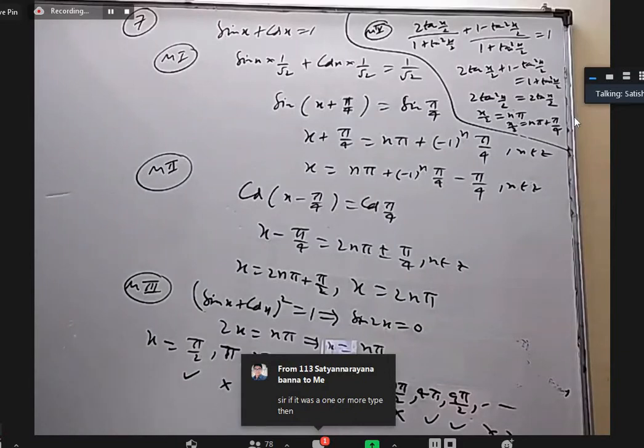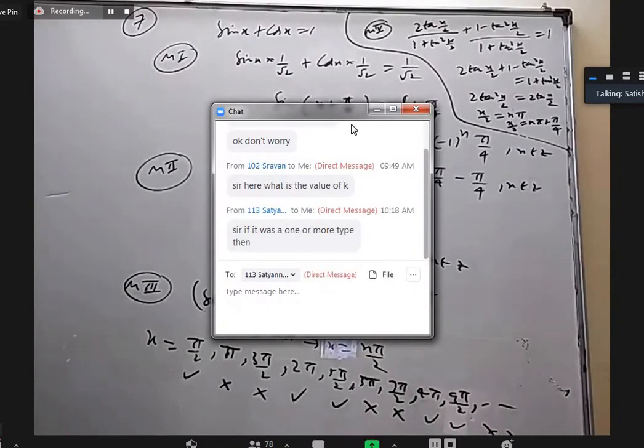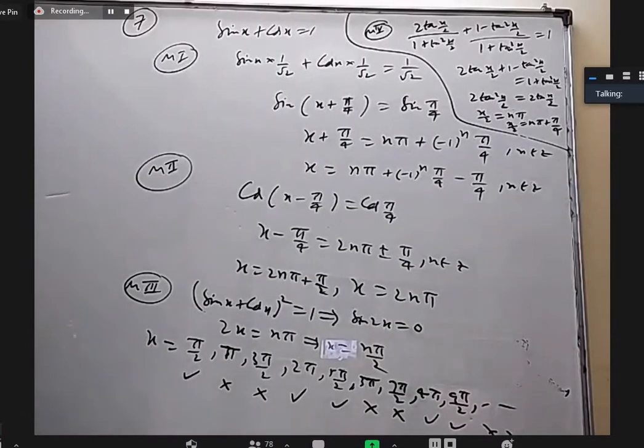Even if it was one or more than one answer, they should ask whether they're asking for the general solution or which of the following are solutions or something like that. The statement in the question matters. Somebody is asking, for the same question with more than one answer, should we put A or B? A is not the general solution, it is part of the general solution. Okay. They can ask which of the following are part of the solution set or something like that.